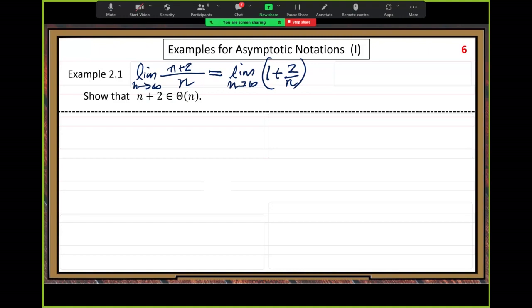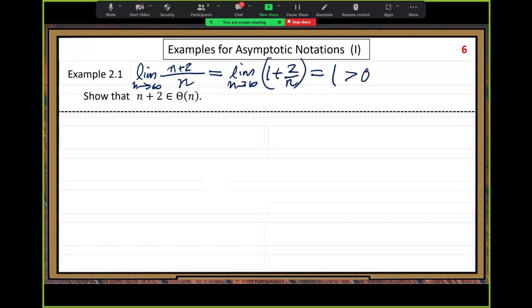So the answer is 1, because 2 over n, when n goes to infinity, is 0. Second term 0, the first term 1. So here, this 1 is a non-zero constant, right? So it's a positive, non-zero constant.